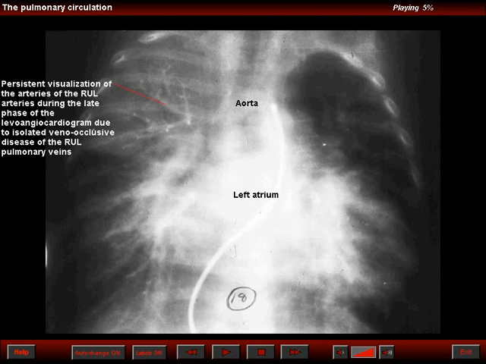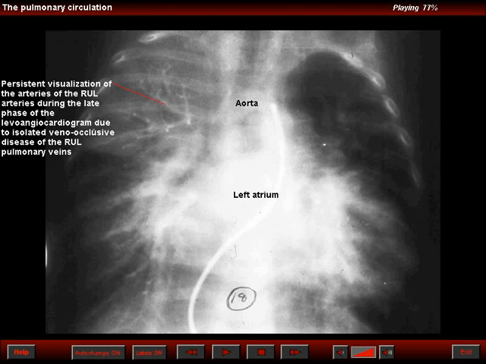In a late phase of the levoangiocardiogram, where we see the left atrium and the aorta, note the persistent visualization of the arteries to the right upper lobe. At autopsy, this child had isolated pulmonary vein stenosis of the right upper lobe. Etiology could not be established, but the sequence of angiographic findings is very characteristic of pulmonary veno-occlusive syndrome.